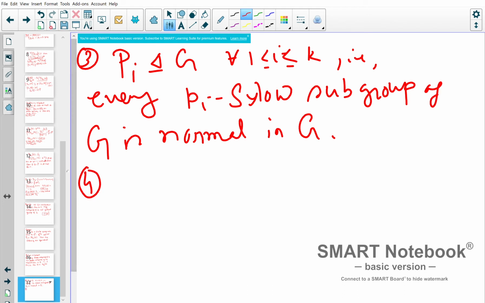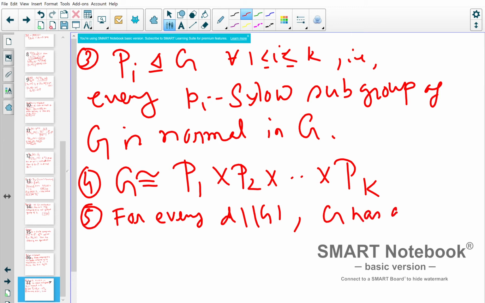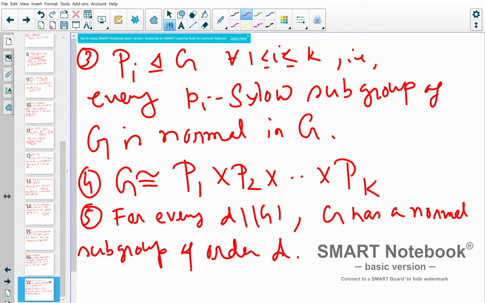Now another statement, this is very interesting. You can write down G as an external direct product of these Sylow subgroups, P_1 up to P_k. Okay. Yes. And then, let me just conclude this, that for every d that divides the order of the group, G has a normal subgroup of order d. Whenever you have an integer d that divides the order of the group G, then G must have a subgroup of that order. Not only a subgroup, a normal subgroup, it is more than that.